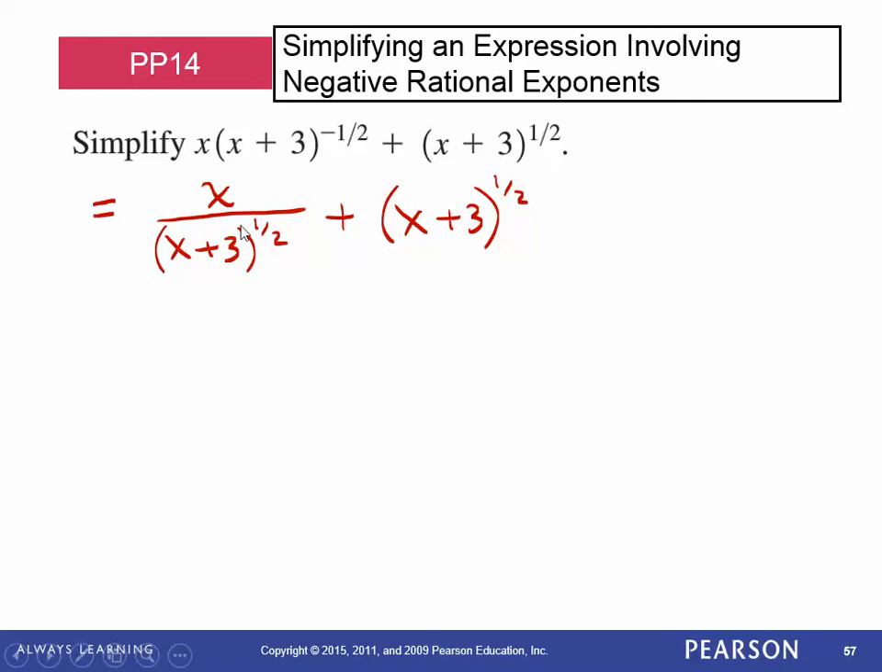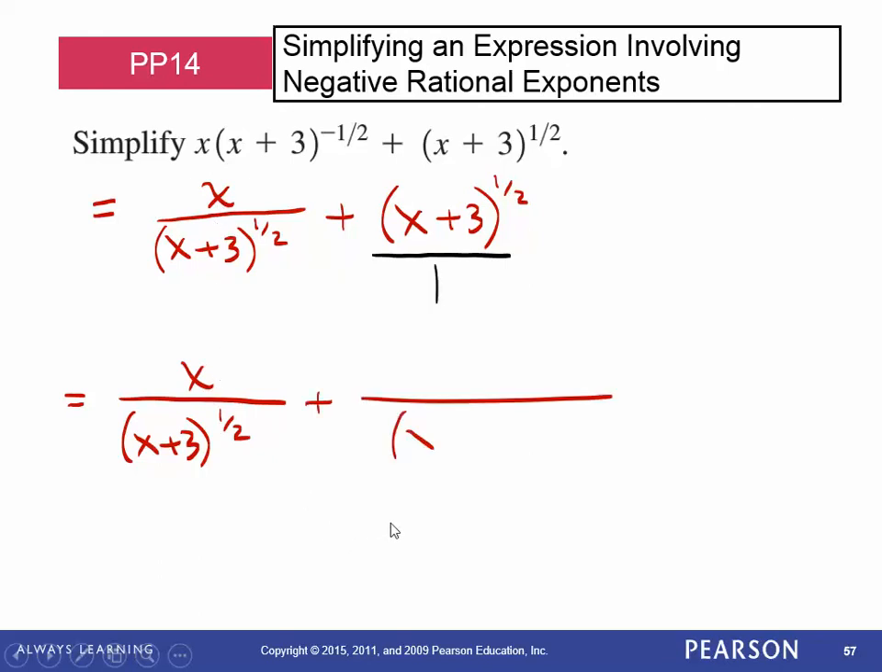But now I've got a little problem. I've got to add these guys together, so I'm going to need common denominators. The denominator right now is actually a 1. So what is my common denominator? My common denominator is x plus 3 to the 1/2. So now let's put both fractions with this common denominator of x plus 3 to the 1/2. The first fraction will not change, it stays the same. The second fraction now is going to have this.